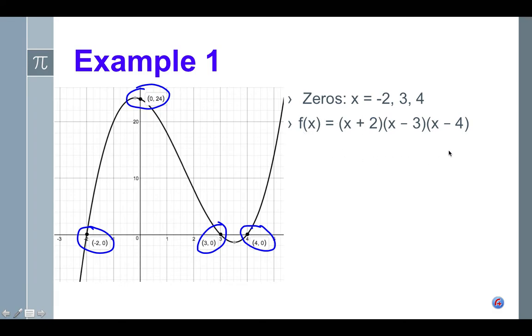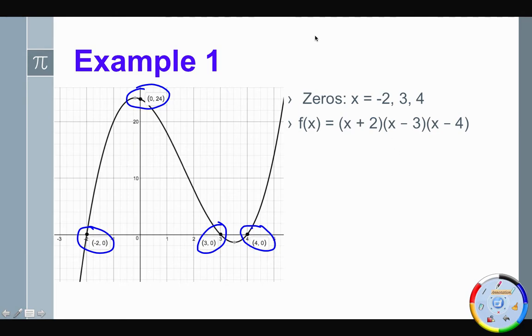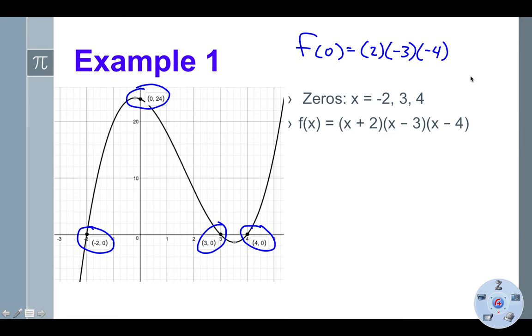So that's my first guess to the equation. So then I need to do, what is f of 0? Because I have to check. If I get f of 0, here I'm going to get 2 times -3 by plugging in 0 for x, and -4. -4 times 3 is 12, and times 2 is 24. Well, that means my y-intercept will come out correct.